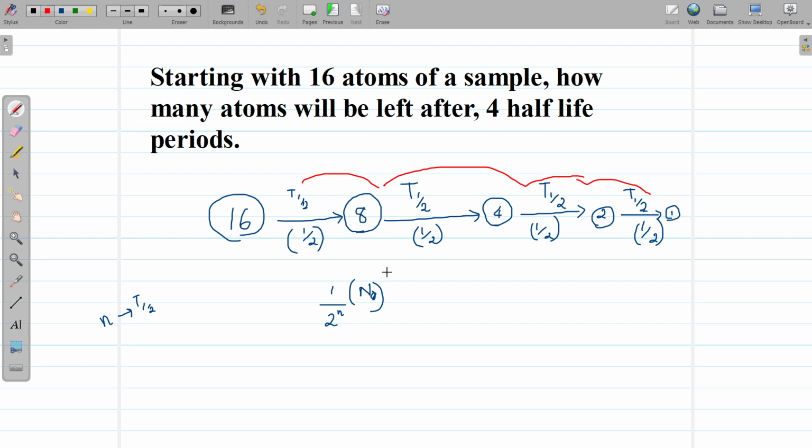Or if we use the equation, 1 by 2 raised to 4, because 4 half-life periods are over, into N0, and N0 is 16, which is equal to 1. So only one atom will be left after 4 half-life periods are over. I hope these two problems are clear for you. Thank you.